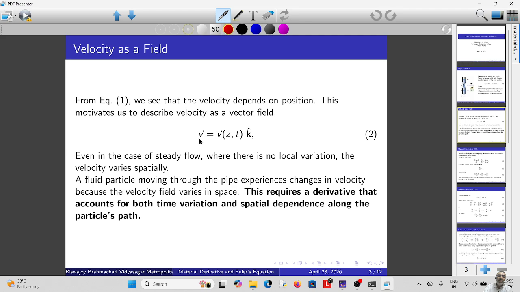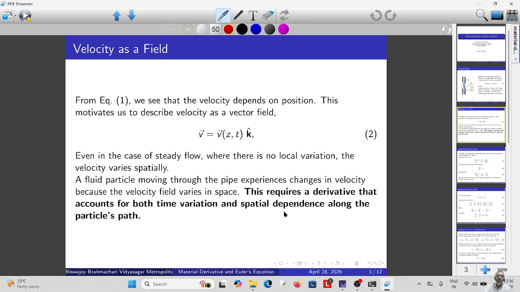So here we can say velocity is not only a function of time but also a function of space coordinate z, t. So we can say it is a field, it's a vector field. It is a function of two variables, time as well as the z coordinate. I want to take the derivative, the rate of change of velocity, then this requires a derivative that accounts for both time variation as well as spatial dependence along the particle's path.